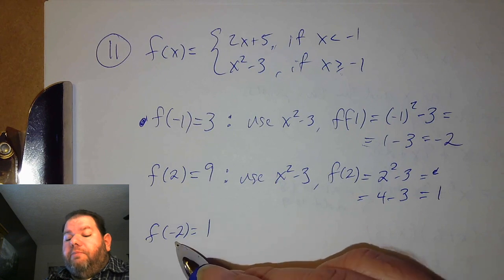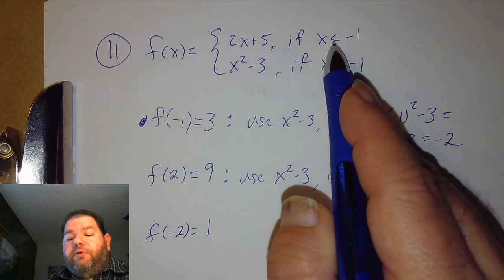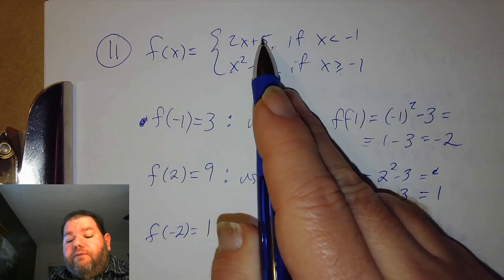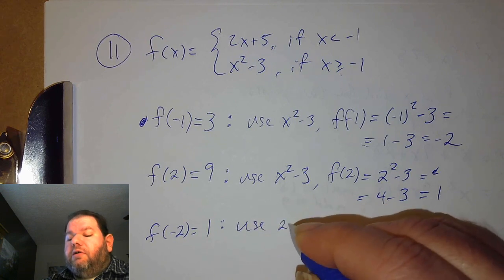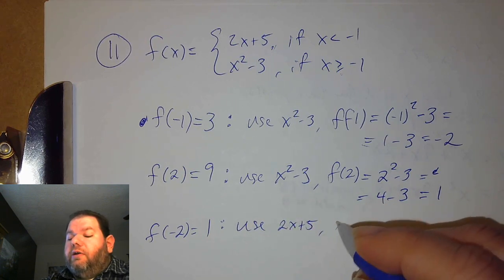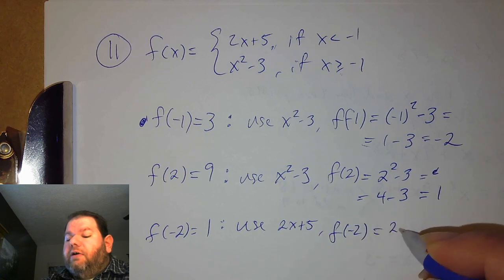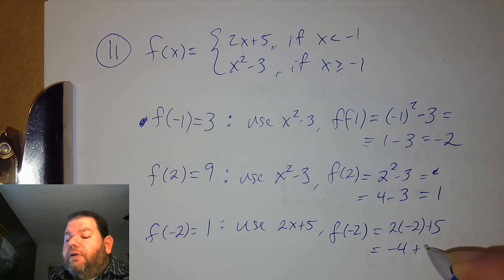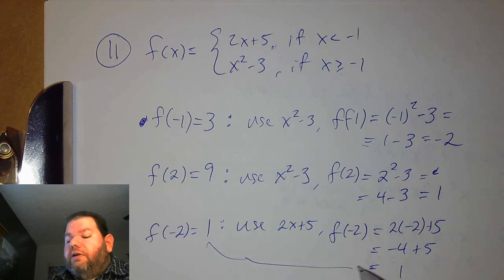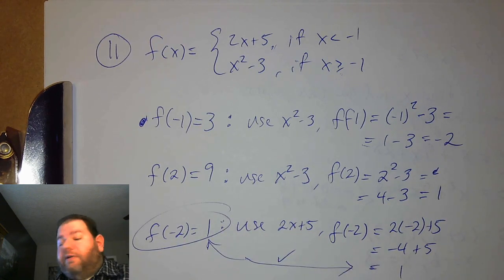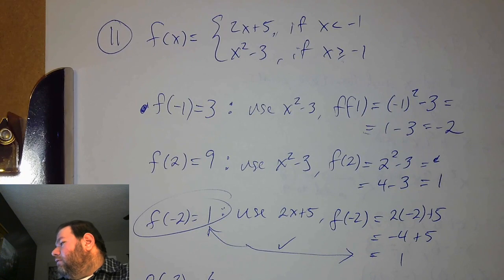Now, plugging in negative 2, that means negative 2 is a value that's less than negative 1. So we'll use the first part, 2x plus 5. So f of negative 2 will be 2 times negative 2 plus 5, which is negative 4 plus 5, which is 1. And so this matches finally. And so this is the correct answer, basically. And this should be the only one that works.